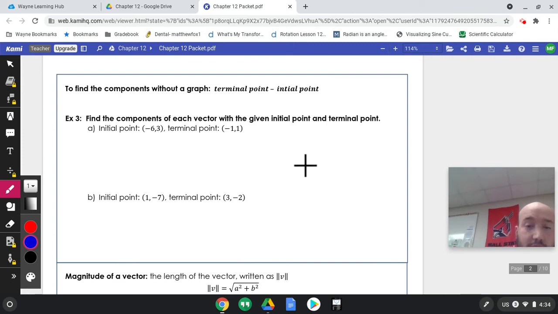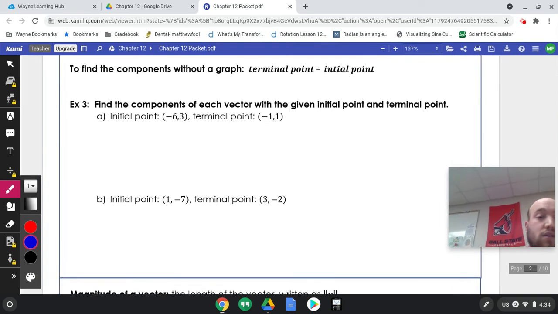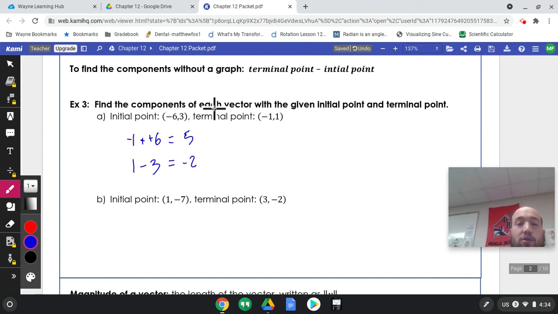So if we look at this first one, we start with our terminal point, so we'll do x first, so -1 minus that -6. If we subtract a negative, we actually add it, so that gives us 5. And our next one then, 1 minus 3, that would give us -2. That's basically saying from the initial to the terminal, there's a change. It's +5, 5 to the right, which -6 to -1, that makes sense. From 3 to 1, it's a change down 2, so we get that -2.